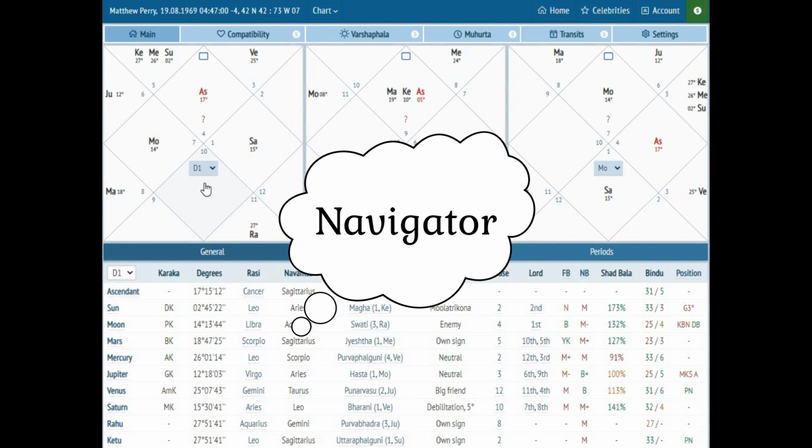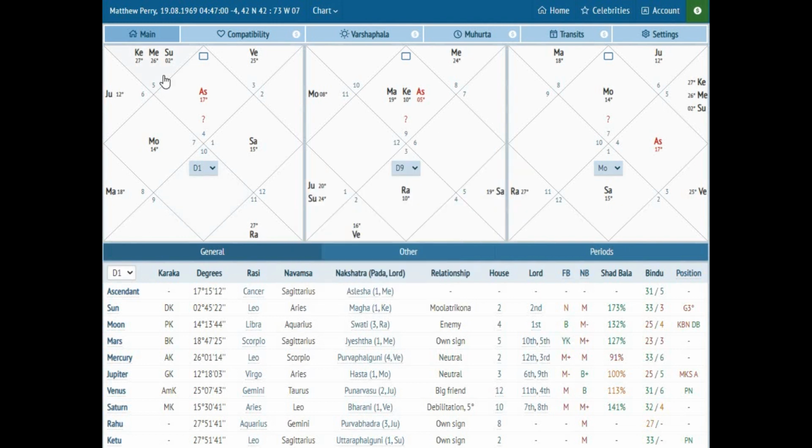Yeah, so let's go further. Here in the second house, you can see that he has a lot of planets, because he got Mercury, Sun, and Ketu. Ketu is not actually a planet.